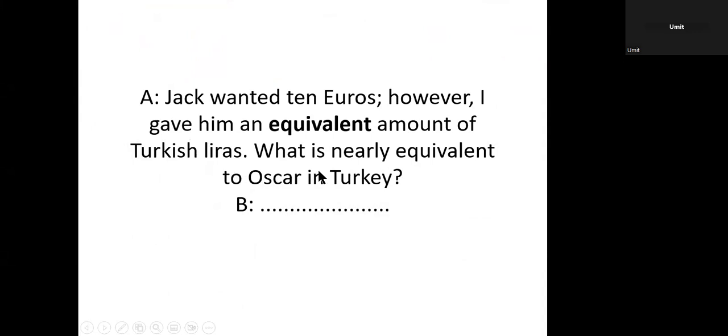Okay. What is nearly equivalent to Oscar in Turkey? Antalya Film Festivali is nearly equivalent. No. Is there an organization which is nearly equivalent to Oscar in Turkey? No, I can't remember now, but okay. For example, X organization is nearly equivalent to Oscar in Turkey. Okay.